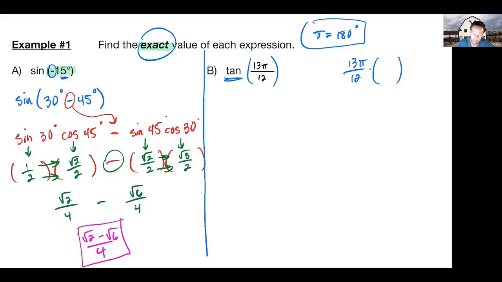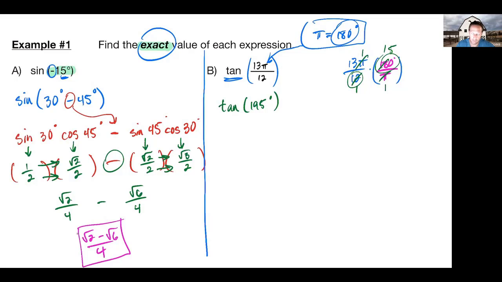So I'm going to rewrite this pi as 180 degrees, or you can go off to the side and multiply by that fancy one. Once again, told you guys it was an important concept, 180 degrees over pi, so that my pi's will cancel out. And then I can just virtually divide the 12 into the 180 and then multiply by 13. Okay, and that will give you 195 degrees.